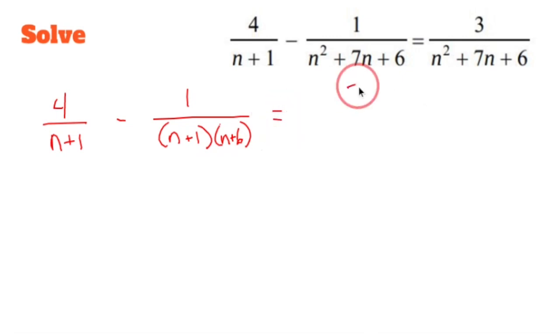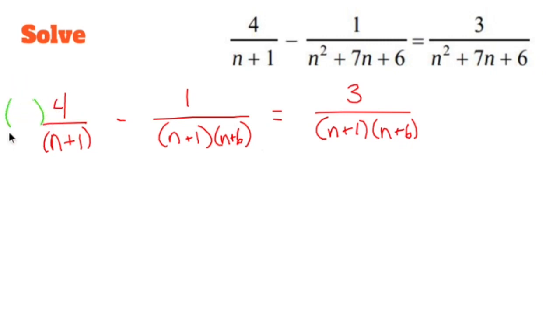That's going to be equal to 3 over the same exact thing, n plus 1 times n plus 6. My goal here is to have the same exact denominator. In order for me to turn this fraction into a denominator with n plus 1 and n plus 6, let me throw parentheses around them even though it's not necessary. And I'm going to multiply the numerator and the denominator by n plus 6. What that'll allow me is to have the same exact denominator all the way throughout.